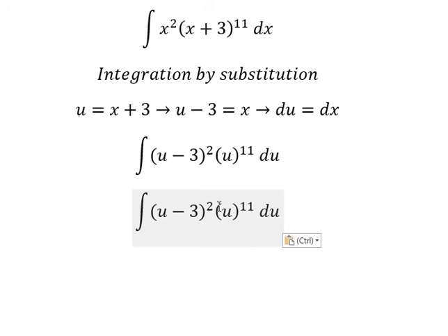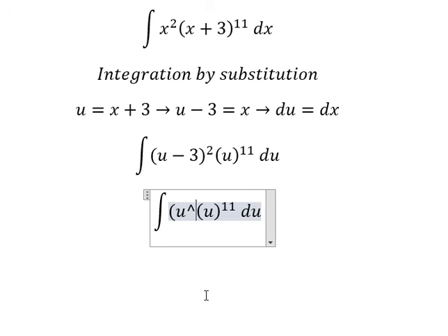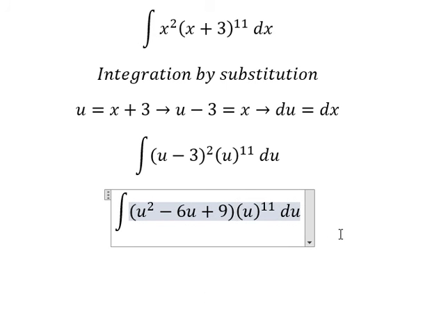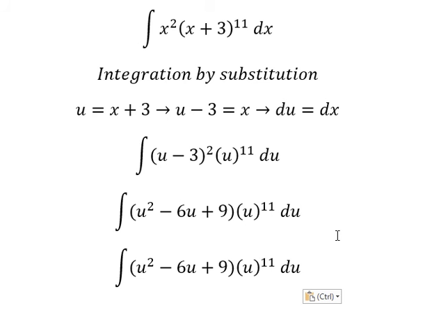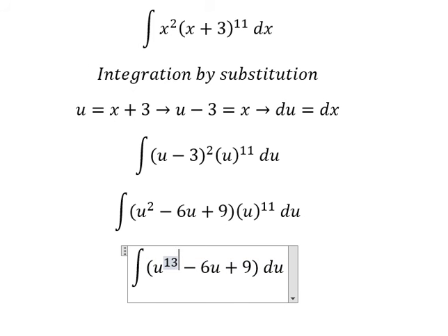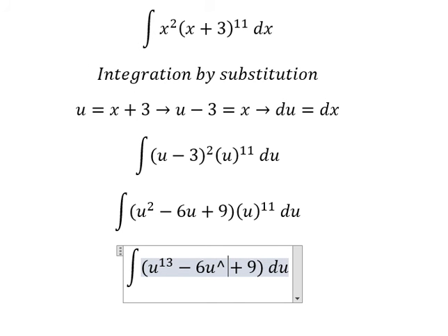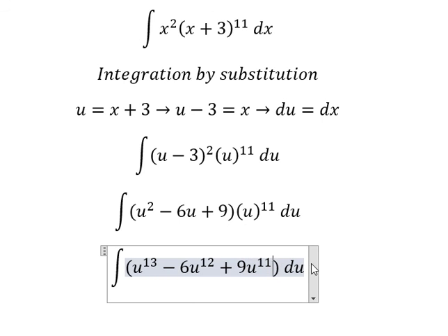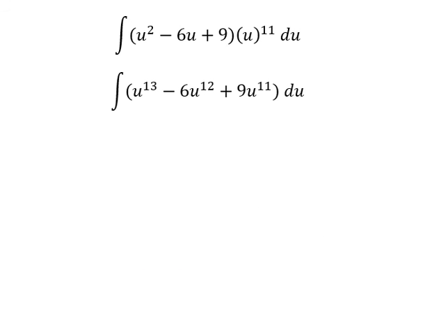Now we need to expand this number in here. So we have u squared minus 6u plus 9. Next, u to the power of 11 multiplied by u squared, u, and number 9. And now we have the final answer.